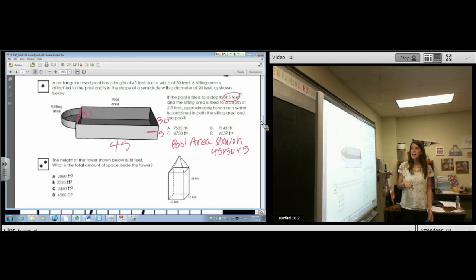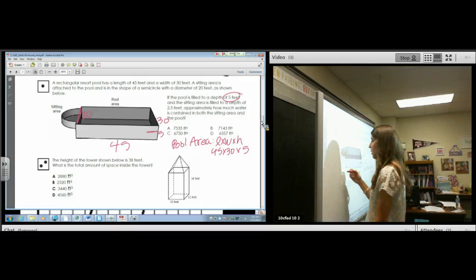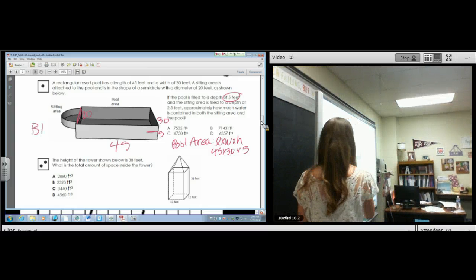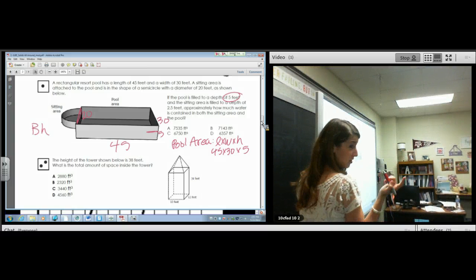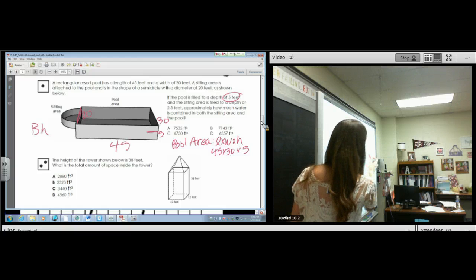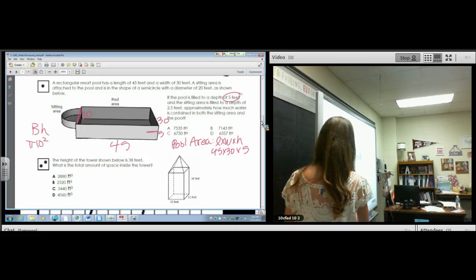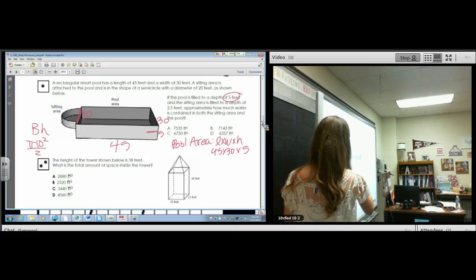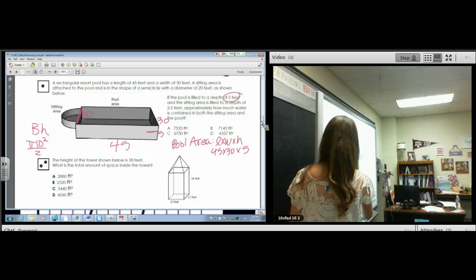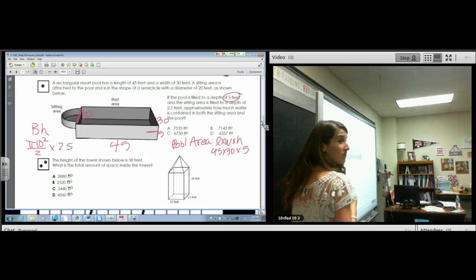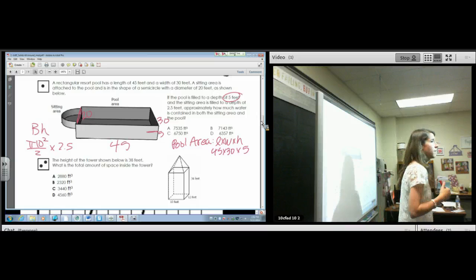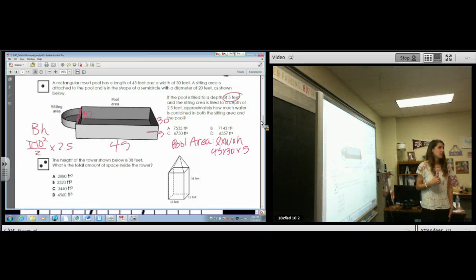Now we do the sitting area. It's going to be also base times height, but this time the base is a circle. Well, it's a semicircle. So we're going to find the area of the base, pi r squared, but I only want half of that, times the height, base times height. Do you get where that came from, all those things? There you go. Now you know what you did.